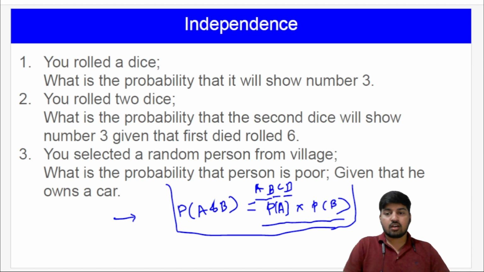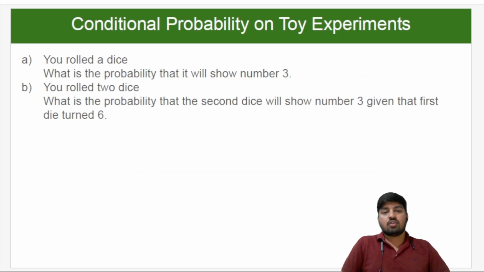Are you clear, or am I going fast, or is something vague? Please give me something. Yes, Priya. Okay, thank you. So until now, it is clear what dependence and independence are. Now we will move directly into conditional probability on toy experiments.